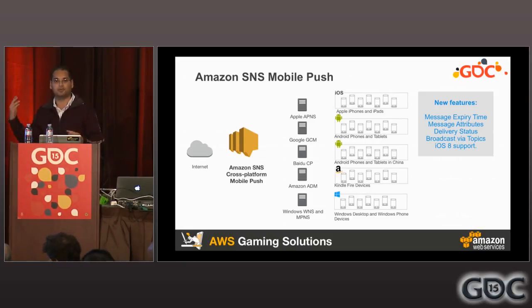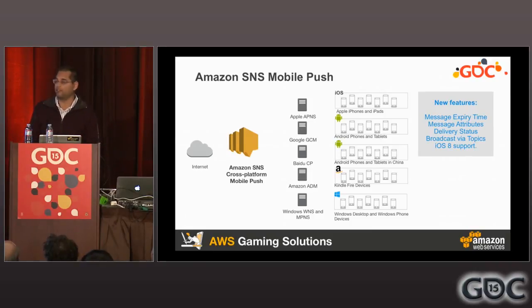We have a message expiration time. Let's say you want to send out a push notification for downloadable content for Christmas. You want to make sure that that message expires after December the 25th. And so we have support for that. We provide message attributes that your application can read if it wants to. We provide delivery status. There's a difference between delivery status and delivery confirmation. Delivery status actually provides you the state of your push notification request in the SNS system itself. And so if you want to query whether SNS has already sent out the push notification via the gateway, you can do that.